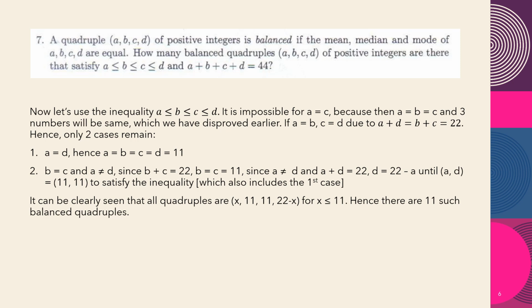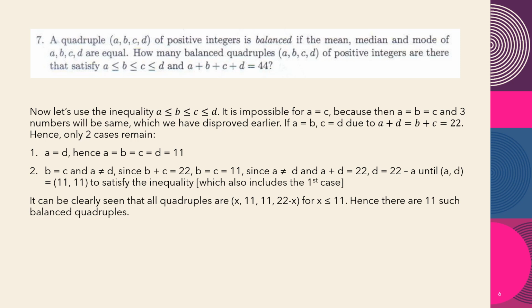If we remember in the mode section, the first scenario was that we have only one pair of equal. So in this case, the one pair of equal will be B equals C. In that case, A will not be equal to D, but it still satisfies A plus D equals 22 and B plus C equals 22. So B and C will be 11, and A plus D can be any numbers so long as they add up to 22 and they satisfy the inequality of A less than or equal to B less than or equal to C less than or equal to D.